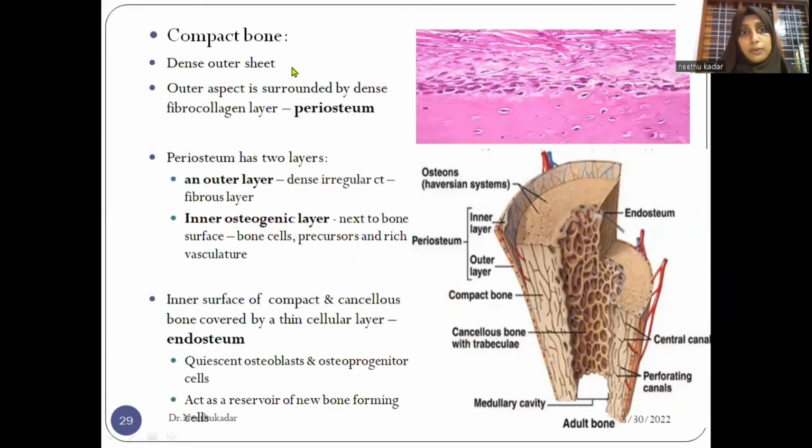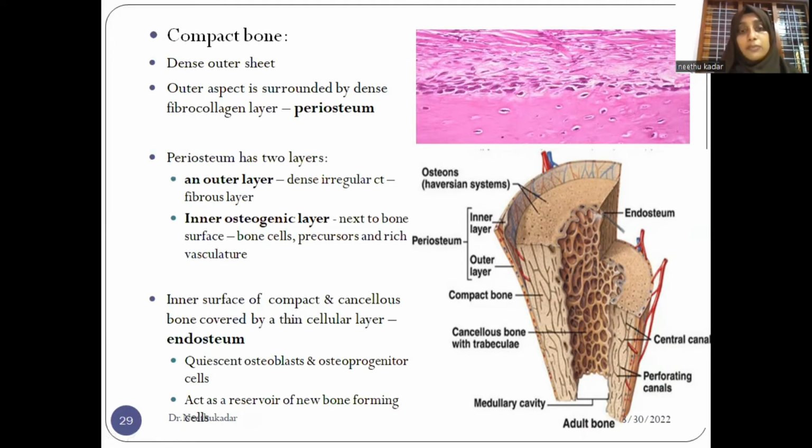Next is the compact bone. The outer aspect is surrounded by a dense fibrocollagen layer called the periosteum. The periosteum has two layers. As you can see here, this is the surface of the bone, and this is the periosteum. The outer layer is dense, irregular connective tissue, known as the fibrous layer, and the inner layer of the periosteum is the osteogenic layer, which lies next to the bone.